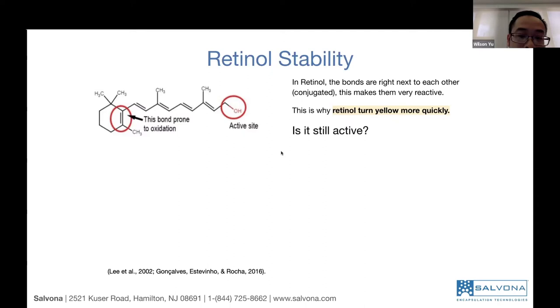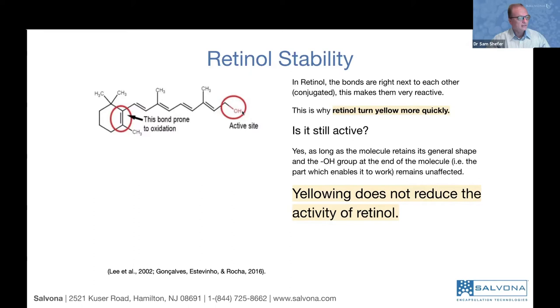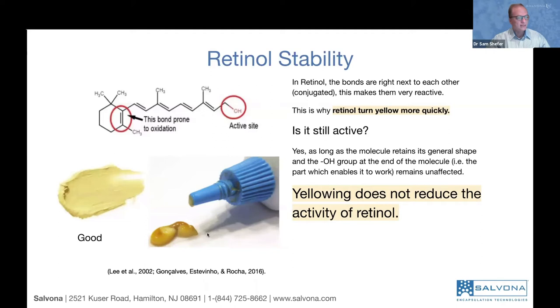Okay. So is it still active? Well, what we found out, and this is the reference for the publication, is as long as this hydroxyl group is still in place, the molecule is active. So yellow doesn't mean that we reduce the activity. Yellow color of the retinol lotion means it's good. But when it becomes brown, then it loses the activity.